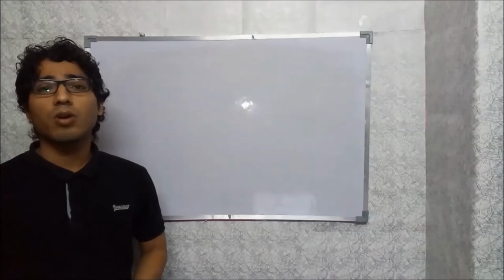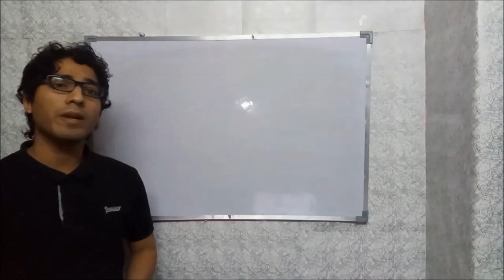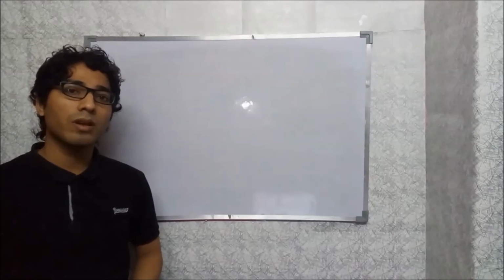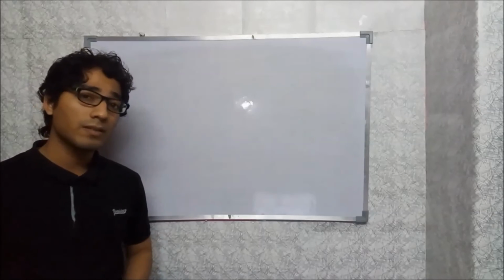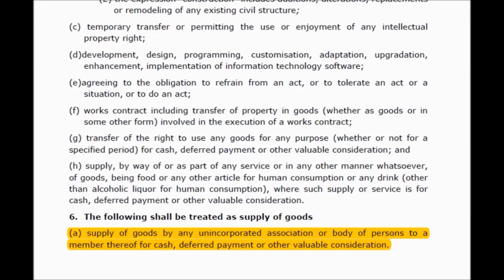Schedule 2 of Model GST law also covers certain transactions which will be treated as deemed supply of goods. The first transaction is mentioned under para 6A of Schedule 2, which says supply of goods by any unincorporated association or body of persons to a member thereof for cash, deferred payment or other valuable consideration.